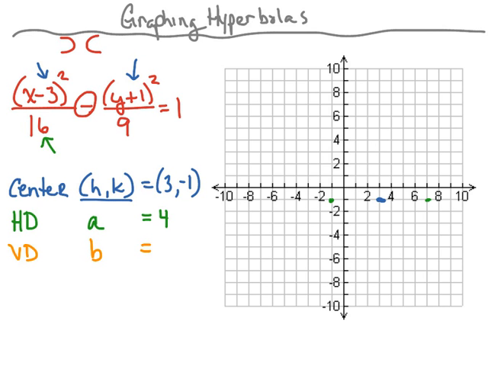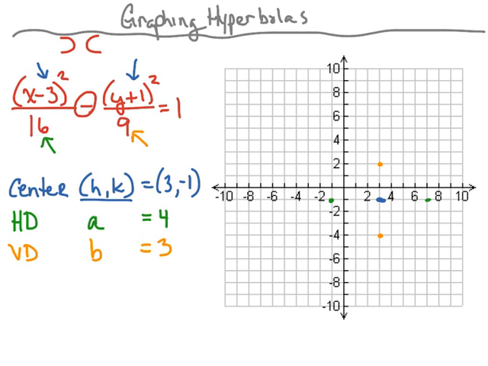The next thing I'm going to find is my vertical distance, and to find that vertical distance we're going to take the square root of this number here. The square root of 9 would be 3. So again, from my center I'm going to move up 3 units, which would put me right here, and then I'm going to move down 3 units from the center, which would put me right here. So at this point I've got a center and I've got these 4 points.